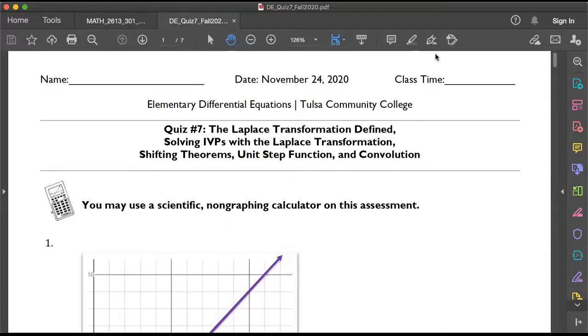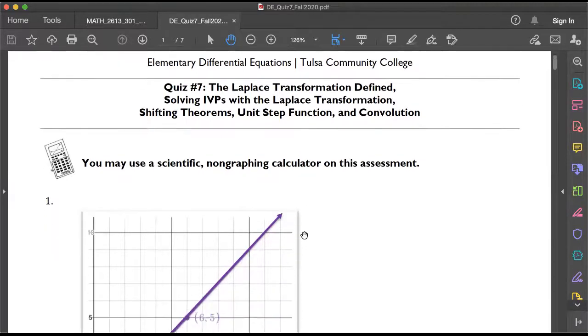In this video, we solve problems from quiz number 7 from the fall 2020 semester. And we're going to solve the first 3 problems. Those are all problems that are associated with the standard L24 in our course, which is about the definition of the Laplace transform.